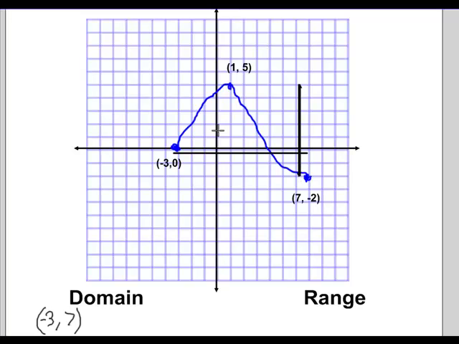Everything below here is not in the range of the function because there are no values down here. And everything above it is not in the range either because there are no values up there. So we see that the range is from -2 to 5. Again, make sure you're using interval notation.